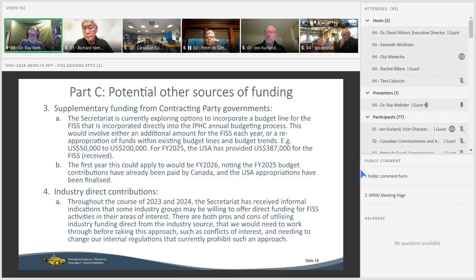Industry direct contributions throughout the course of 23 and 24. The Secretariat has received informal indications that some industry groups may be willing to offer direct funding for FIS activities in their areas of interest. Pros and cons of utilizing industry funding direct from the industry source. We would need to work through that before taking this approach.